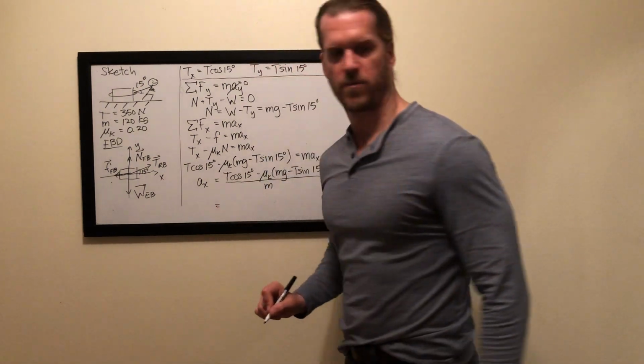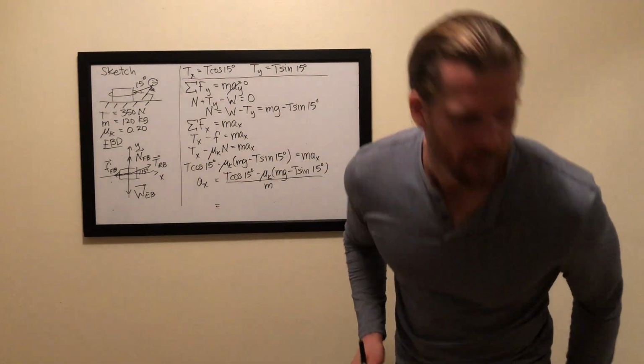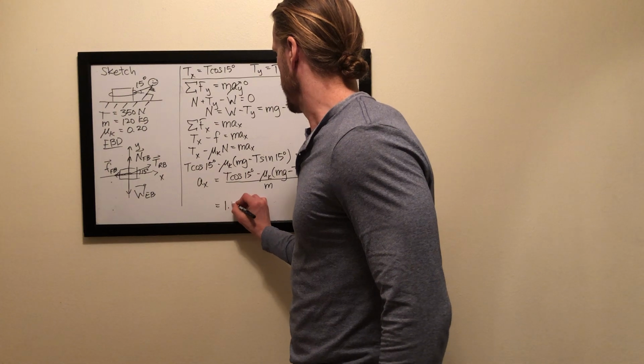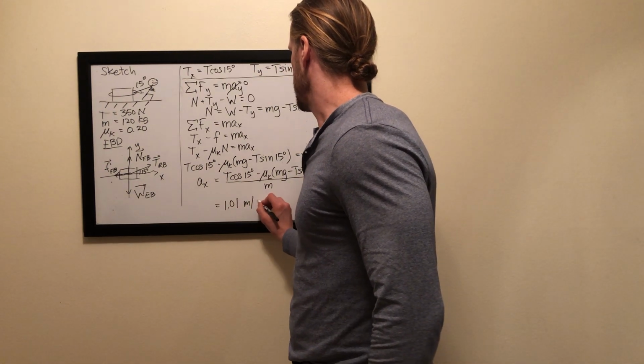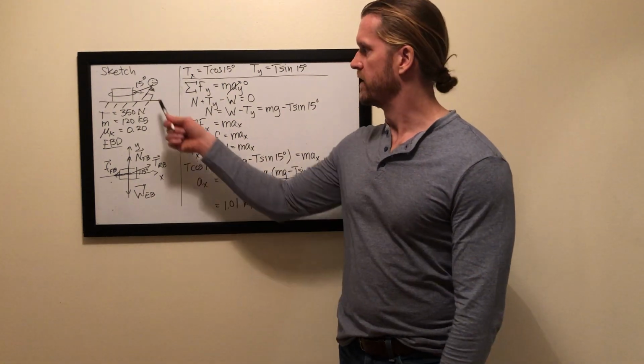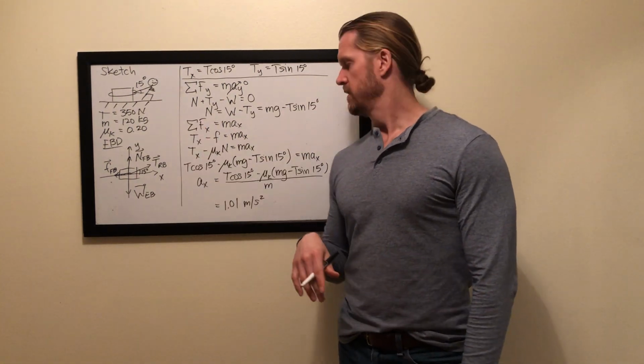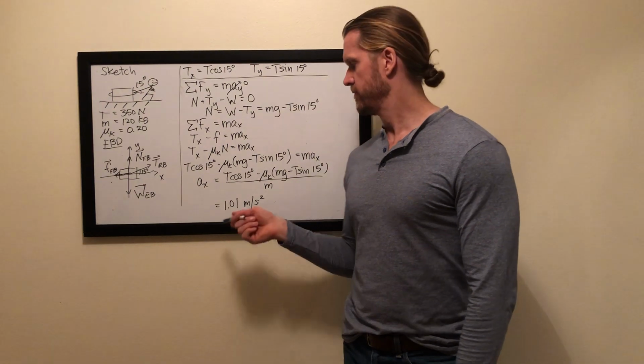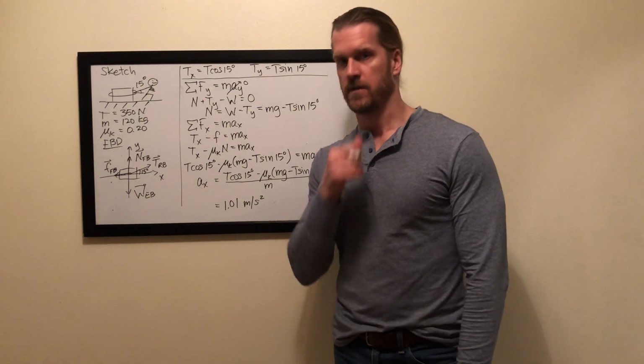When you plug in these numbers, you get 1.01 meters per second squared. And if you go back to the other examples we did for this similar scenario where there was no friction, you can see that this acceleration is a lot less.